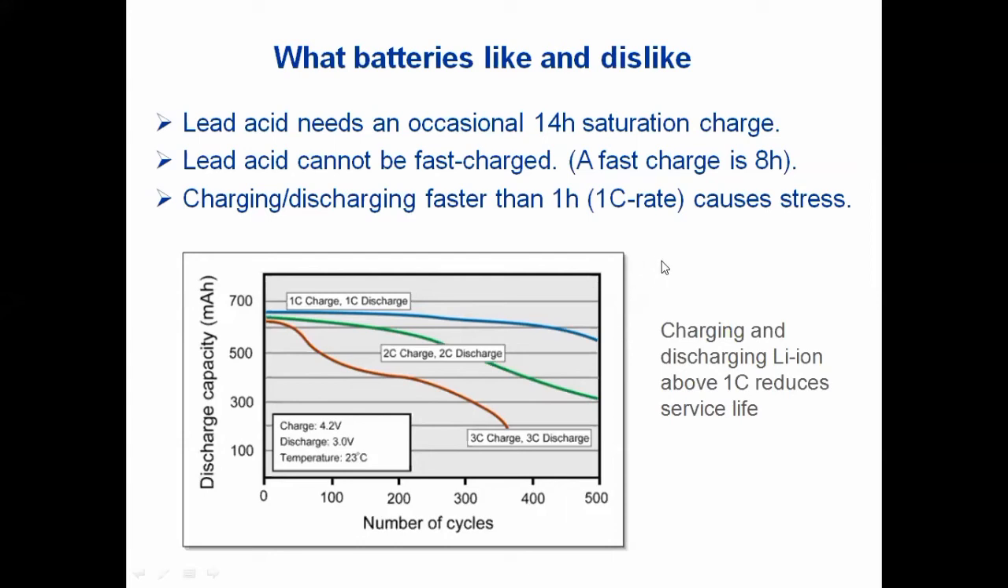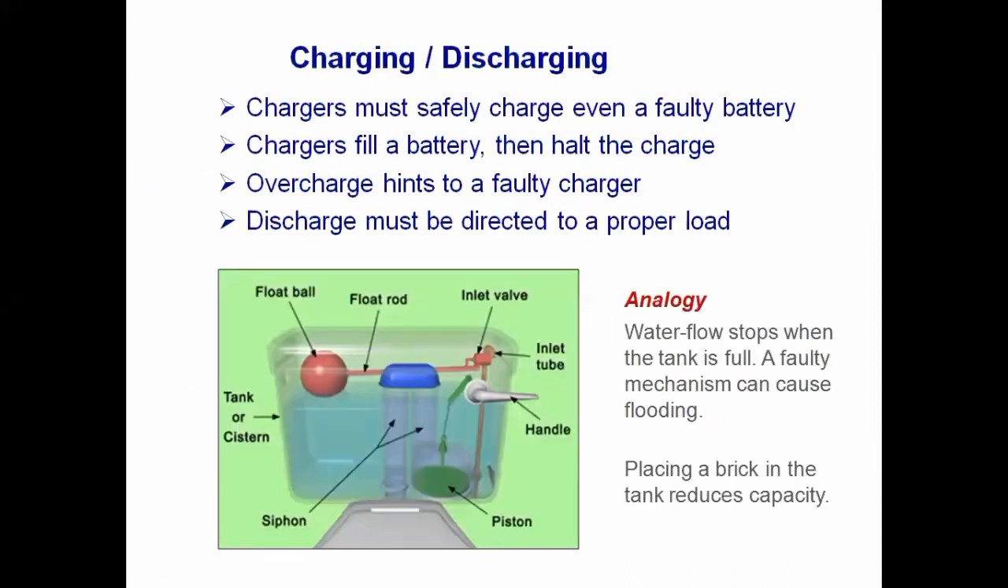These are the conditions to be followed when we are charging and discharging lead acid batteries. Chargers must be connected properly to the batteries, even a faulty battery. Chargers fill the battery, then halt the charge. Overcharge means a faulty charger. Discharge must be directed to a proper load. So during charging, the battery must be safely charged until it is fully charged. After filling the total capacity of the battery, we have to stop charging. Overcharging leads to a faulty charger, and due to a faulty charger, overcharging may be possible. Also, discharging must be properly directed to the proper load, avoiding short circuit connections.